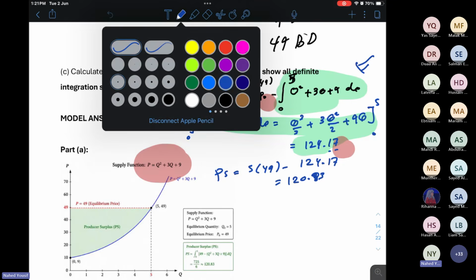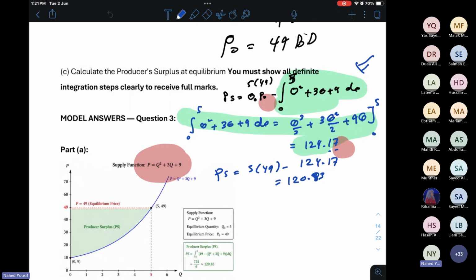Okay, is that clear? Even the substitution part here, for example, if I skip it, you have to put 5 cubed over 3, plus 3 times 5 squared over 2, plus 9 times 5. So you should show whole steps because it's required. See here, show all steps. If you do it just by calculator, you can do it by calculator directly, but you will lose a lot of marks in that part. Okay, is that clear?